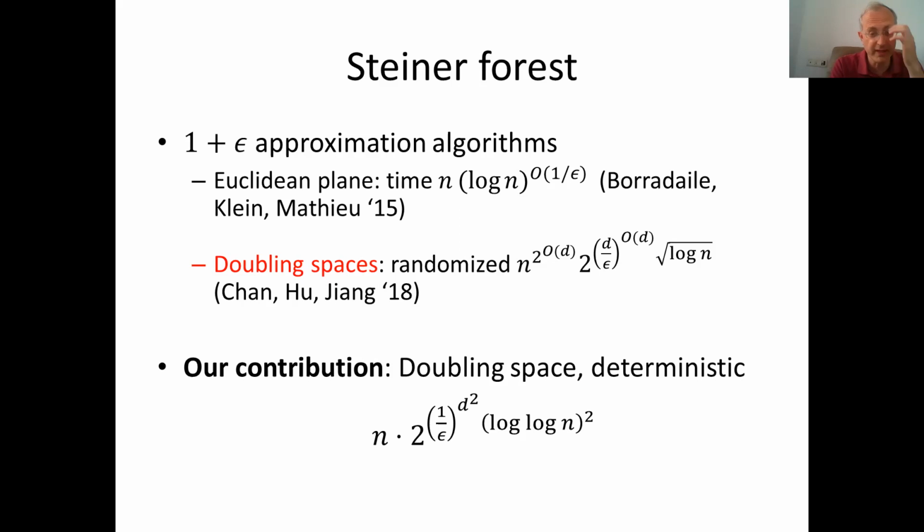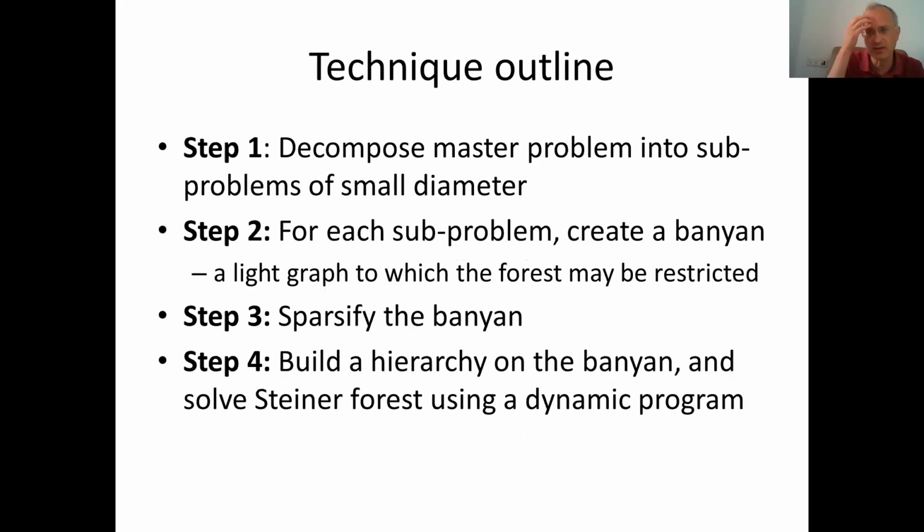Okay, and the talk will be discussing how one gets a result of this type. There are four major steps in our approach. The first step decomposes the master problem, the given problem, into subproblems that have small diameter. This is a step that was also used by Borradaile et al., and we'll discuss briefly what we needed to do to apply this to doubling dimensions.